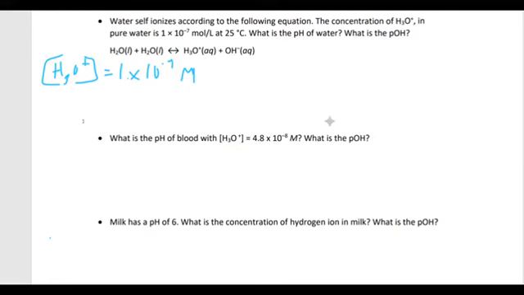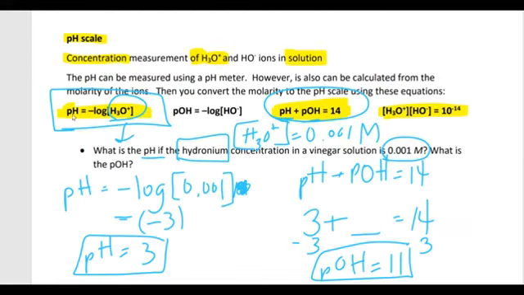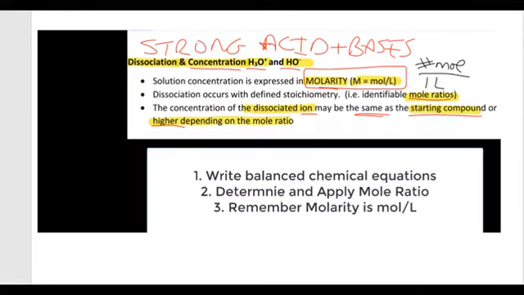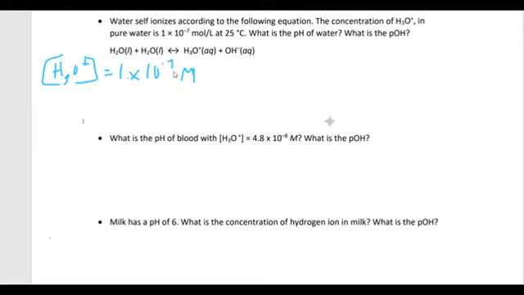So we're going to look back here. If I know the concentration of my hydronium, I can find the pH of water by just doing the pH is equal to the opposite log of 1 times 10 to the -7th. And again, brackets symbolize concentration. So the pH, if you plug this into your calculator, you should get 7.